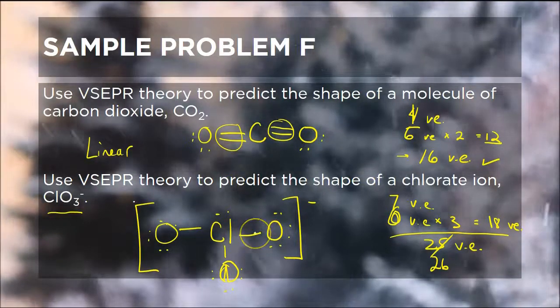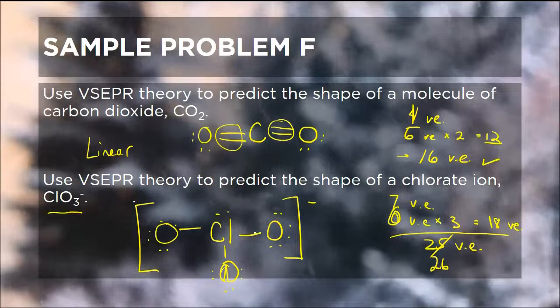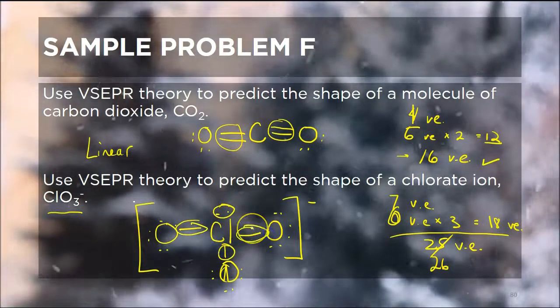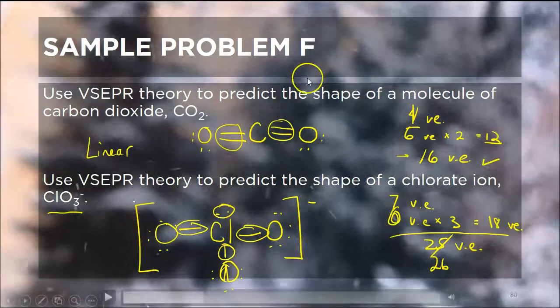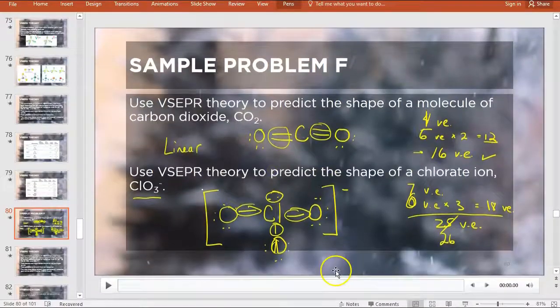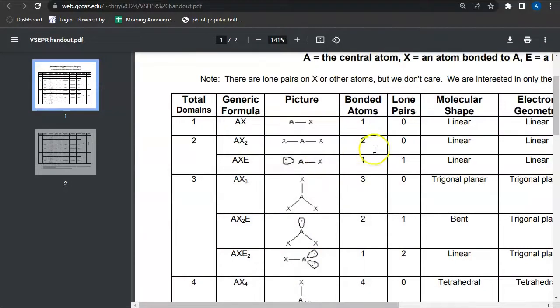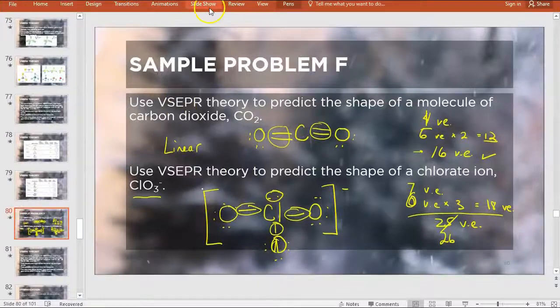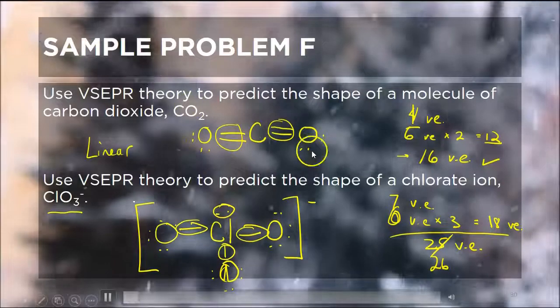Domains around the central atom: I've got 4, right? In this case, 4 domains. 3 of them are bonds, and 1 of them is a lone pair. So in this case, it's the trigonal pyramid.